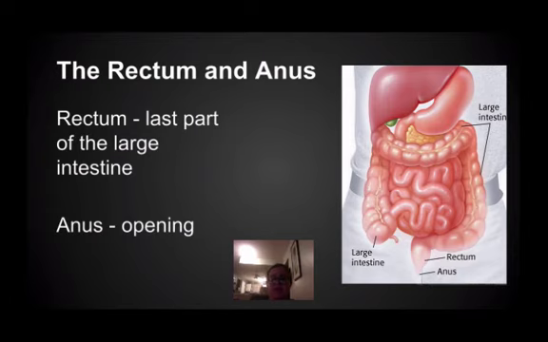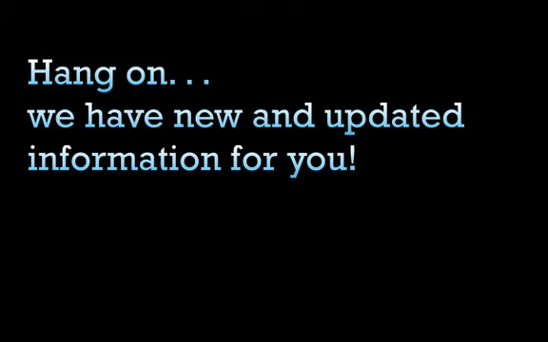So the very last part of the large intestine is called the rectum. This is where any of those feces or stool are stored until it's time to eliminate them, and when it is time, they will leave out of an opening called the anus. So I hope you have enjoyed our trip through the digestive tract with a couple stops to the other organs in the digestive system.